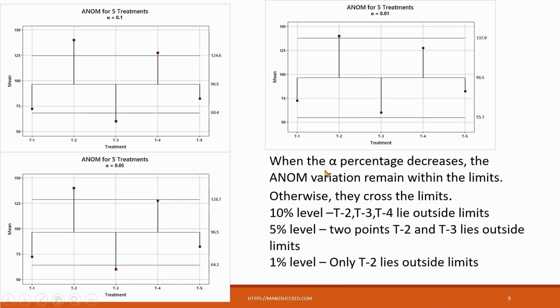So what we observe is that when the alpha percentage decreases, the ANOM variation remains within the limit. Otherwise they cross the limit. So can we accept this data or not? Yes, except for T2, in all the other places the means remain the same. Only T2 is outside the limit.